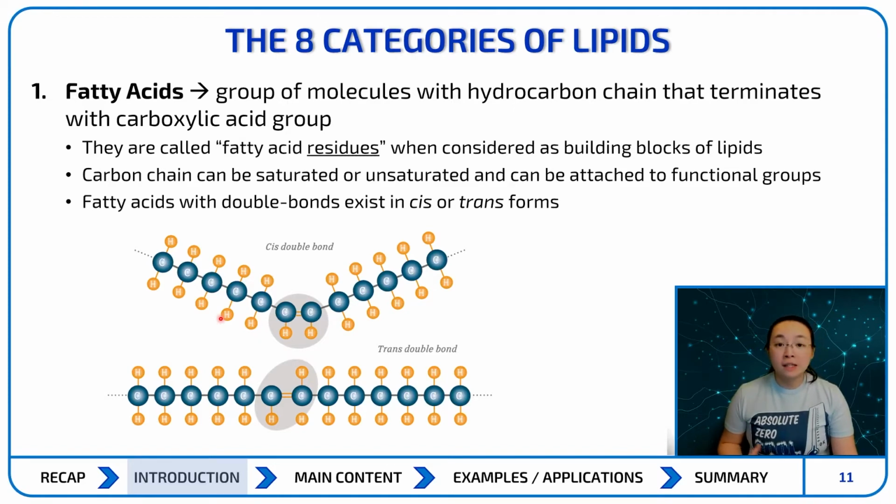Any fatty acid that has a double bond can exist in a cis or trans form. So this is very important. If it's a cis form, it means that both of the hydrogens are going to be in the same direction. If you have a trans double bond, the H's are going to be on opposite sides of the double bond. So in most cases, you do need a cis double bond to create that kink.